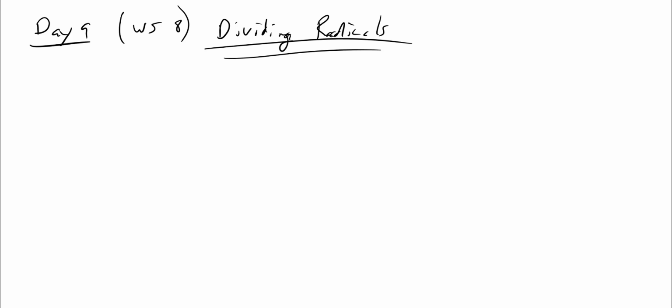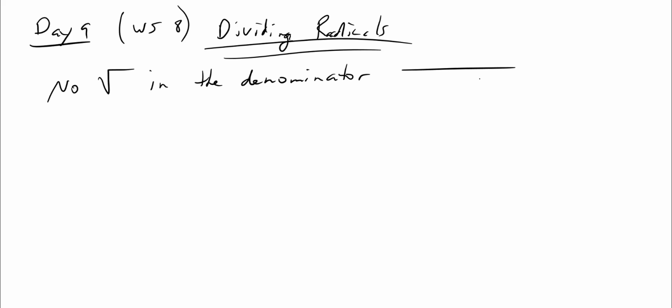First of all, the deal is no radicals, no square roots, cube roots, whatever, no radicals in the denominator. When I say the denominator, that's the bottom of the fraction. So you can't have any square roots in the bottom of the fraction, none. So let's start out with, let's just do the square root first. Square root of x.